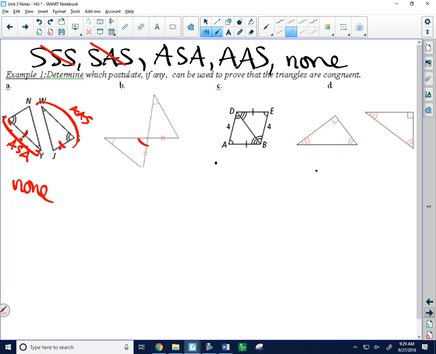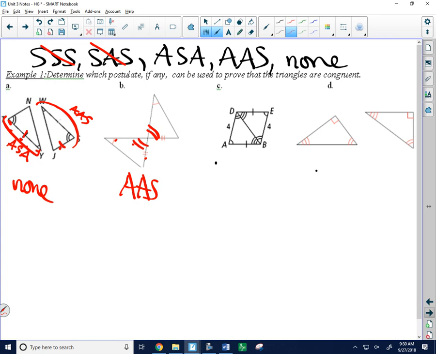Hopefully in B, I'll help you out a little bit here. Did you mark that the vertical angles were congruent there? Then, Zane, what'd you say? AAS. Very nice. AAS. There are 2 angles marked congruent, and the side is excluded. It's not between the 2.